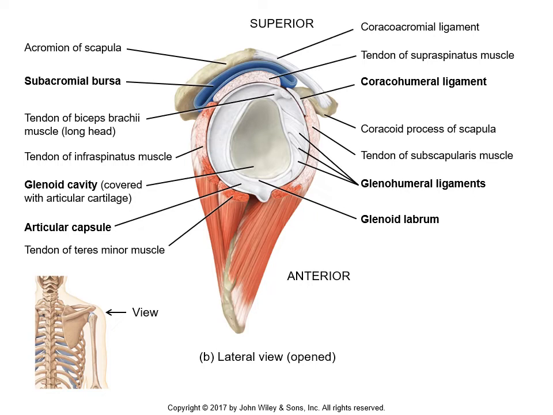Just like we saw in the TMJ, just like we saw with the previous joint that we covered, we also see this articular capsule, or joint capsule. Lining the humeral head, we also see this articular cartilage. Lining the glenoid cavity is also going to have articular cartilage. Remember, articular cartilage is hyaline cartilage.